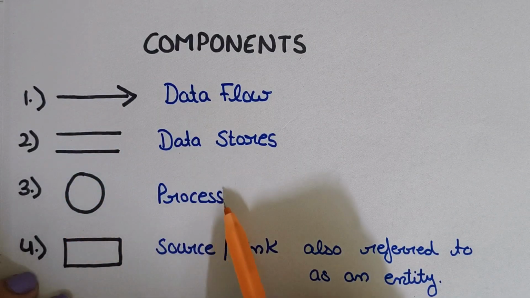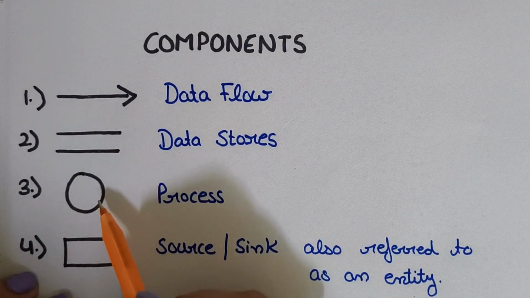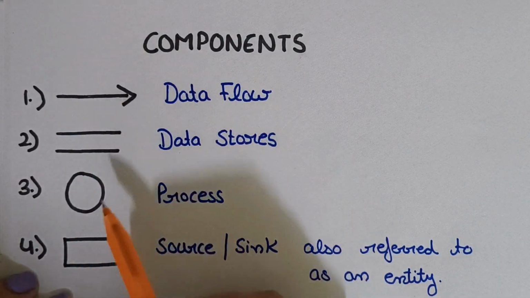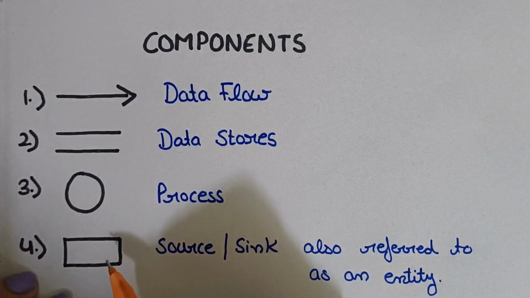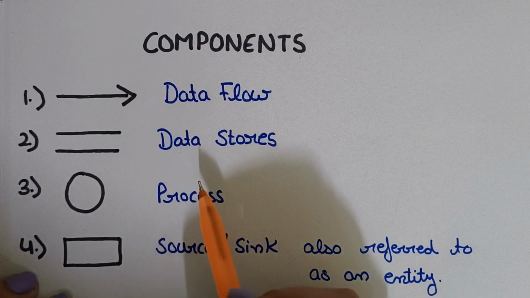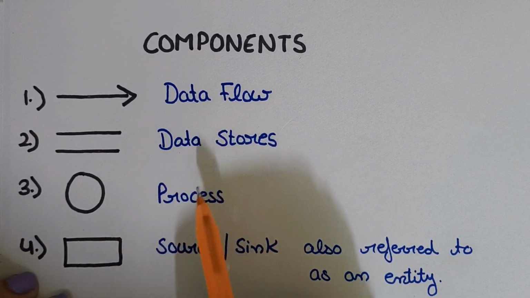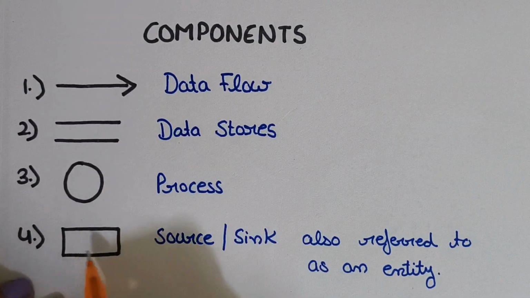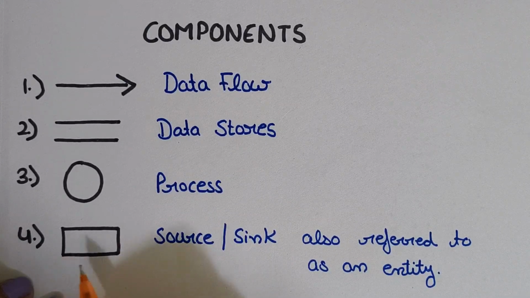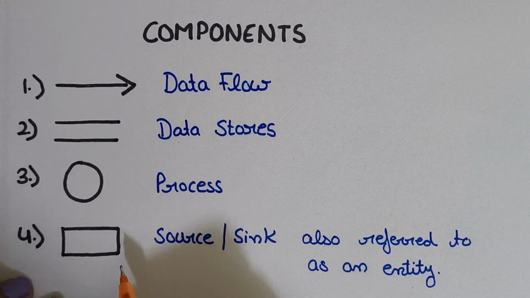Number three, process, drawn as a circle, shows an activity that changes or processes data. Examples: calculate total marks, or in an online shopping system, process order and generate bills. Number four, source or sink, also referred to as an entity, drawn as a square, shows something outside the system that sends or receives the data. Examples: customer, shopkeeper.